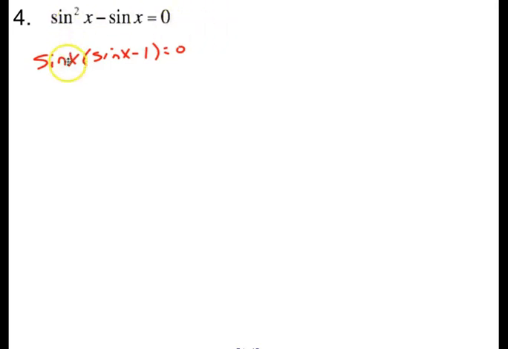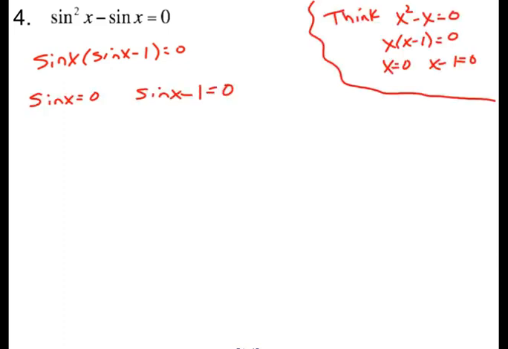But I notice that I can factor, because I'm not going to say sine squared of x is equal to sine of x and divide, because you don't divide by a variable. But I'm going to factor out. So I make sure it's set equal to 0, and I factor out the greatest common factor of the sine of x. And then I'm going to set each factor equal to 0.